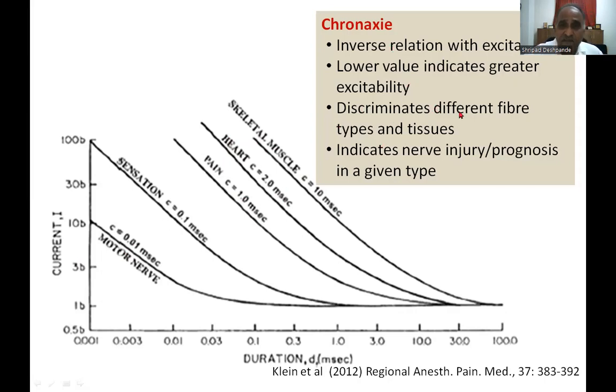So thus it discriminates different types of nerve fibers. Suppose I am taking out the nerve fiber and trying to see the chronoxy, and suddenly I can say that yes, it fits into the second C fiber pattern, 1 millisecond, if I know the chronoxy. Further, the chronoxy indicates the nerve injury or prognosis in a given case. So maybe when a nerve is injured, this is shifted rightwards.